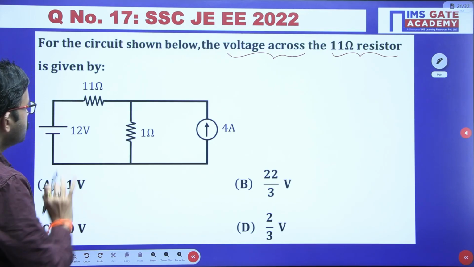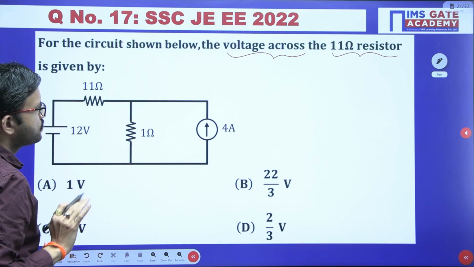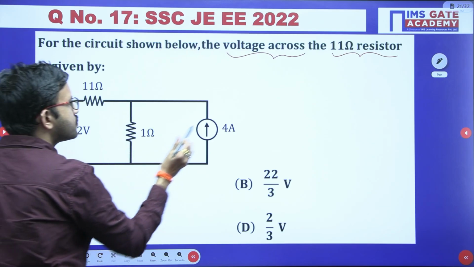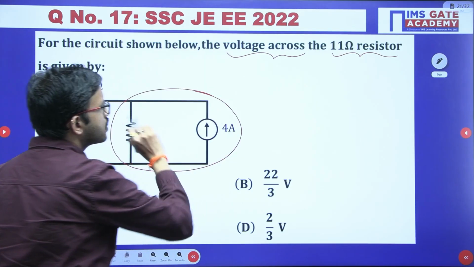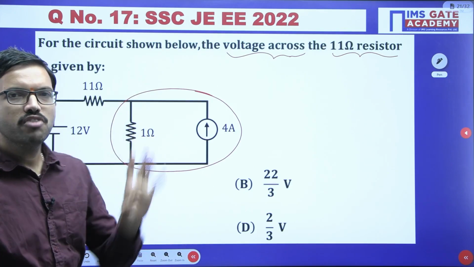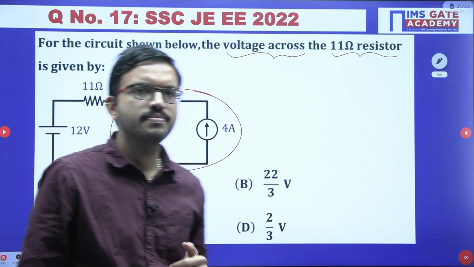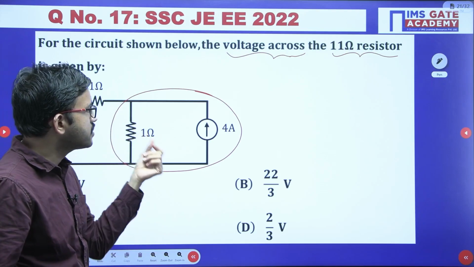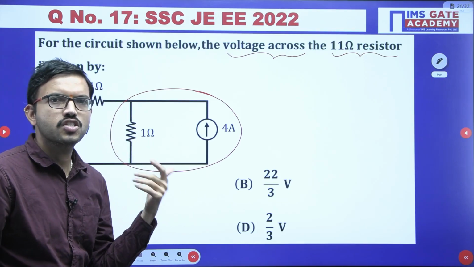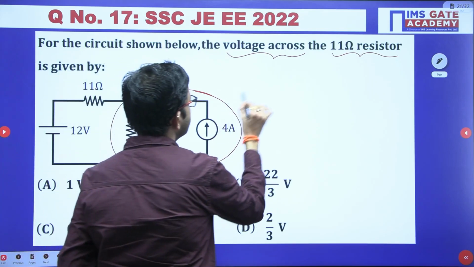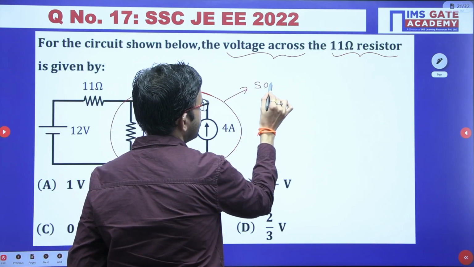Just observe the circuit. Can we represent this part of the circuit with some equivalent circuit? Are you able to get it? Can we replace it? Because here you have a current source which is in parallel to a resistor. Yes, obviously you can apply source transformation.